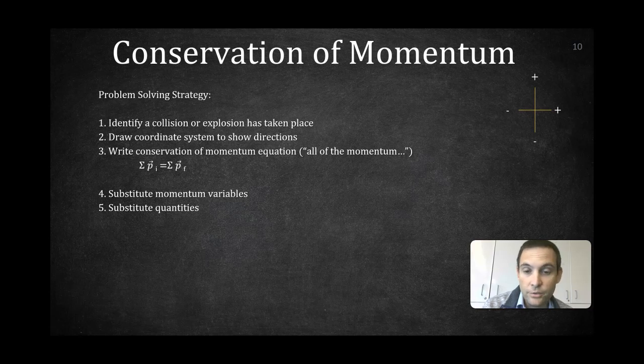So first thing we need to do is identify that a collision or explosion has taken place. Then we'll draw our coordinate system to show our directions, up being positive, down being negative, whatever works for you. Write a conservation of momentum equation. All the momentum in the beginning has to equal all the momentum in the end. Substitute your momentum variables and substitute the quantities, or just plug in your numbers.